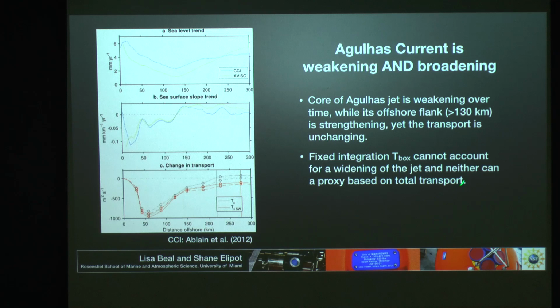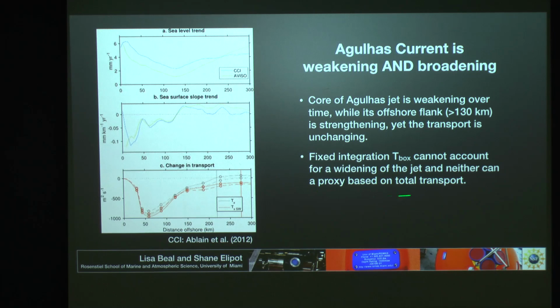So what that means is that a fixed integration, T-box, can't account for this change because you're not allowing T-box to change in its width over time. So it can't account for a current that might be broadening over time. And it also means that a proxy based on total transport isn't reliable. And that's what we tried first. And we got spurious trends which didn't match what's going on when you look closely at the sea level at all.